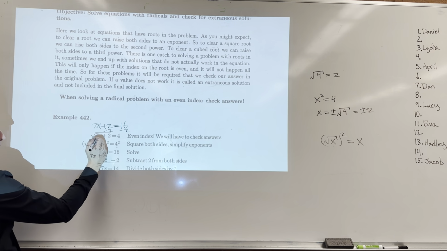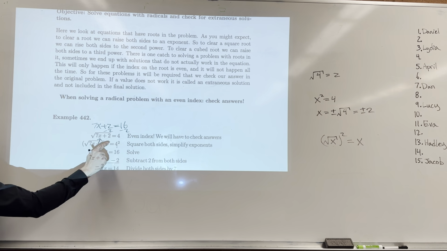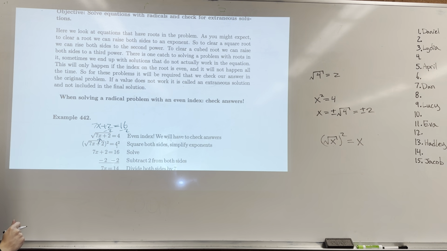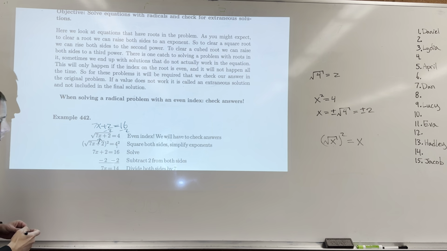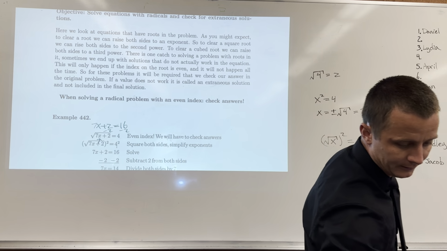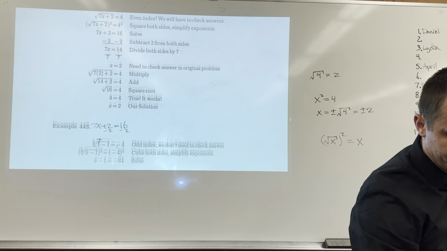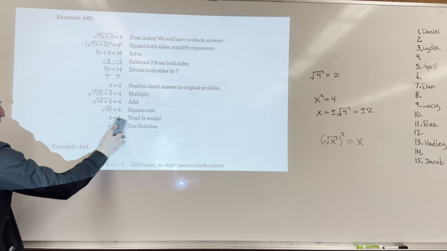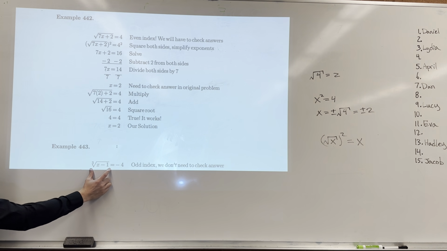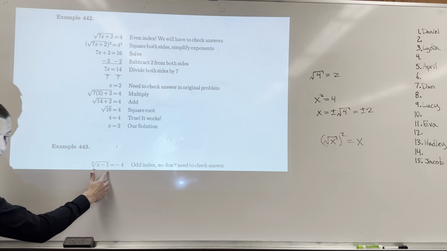When you plug in 2 for x, do you get a positive number under your radical? Yes, so we're good. It spits out a positive number. So the answer there is x equals 2. And there he goes, x equals 2. Let's try this next one. I've got the cubed root of x minus 1 is equal to negative 4.